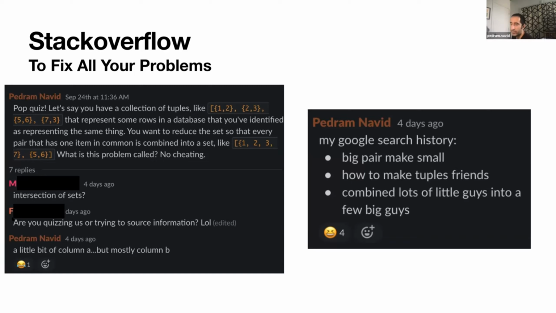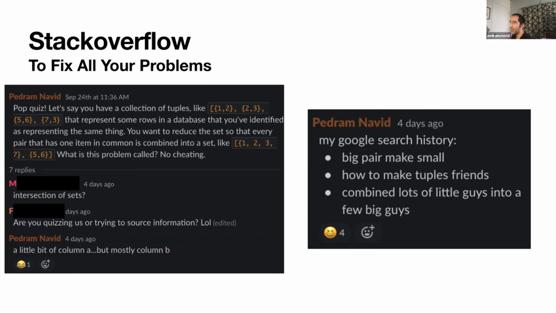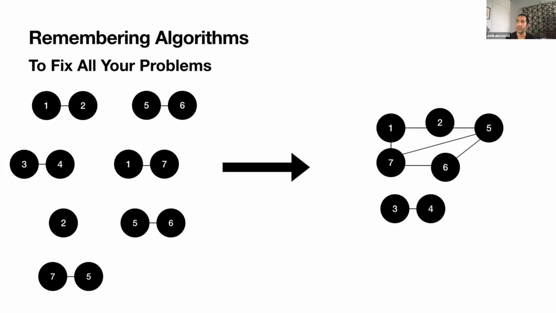Friend F calls you out and realizes that you're not quizzing them, but you're trying to source information. And then you tell them, well, Google search history has not been very helpful. It's really hard to think of how to phrase this problem. Eventually you get a Stack Overflow and it starts to click. You're like, oh yeah, graph theory, everyone's favorite.